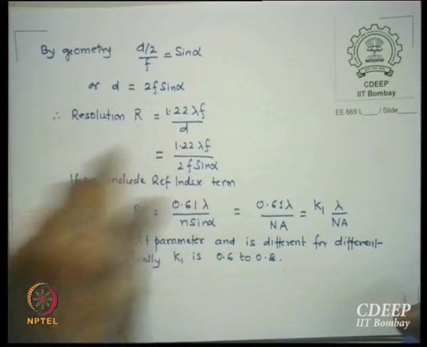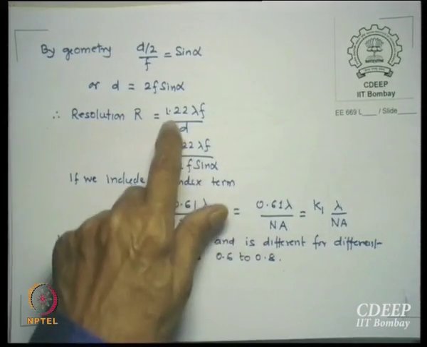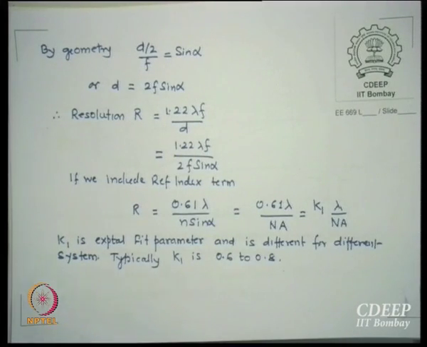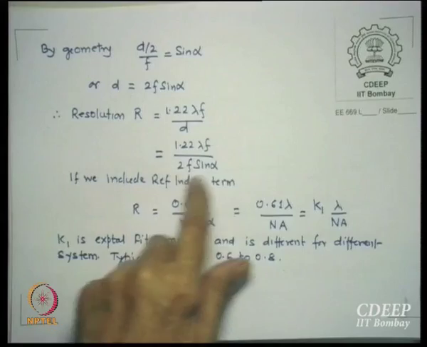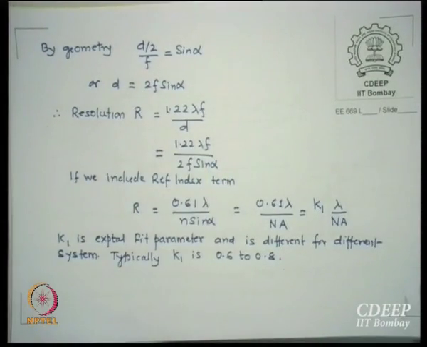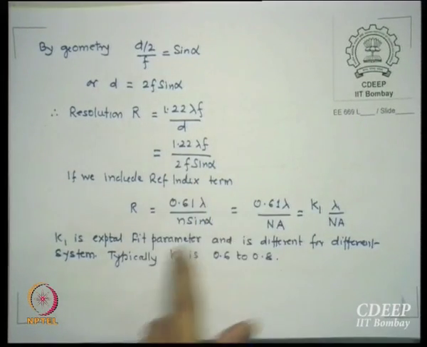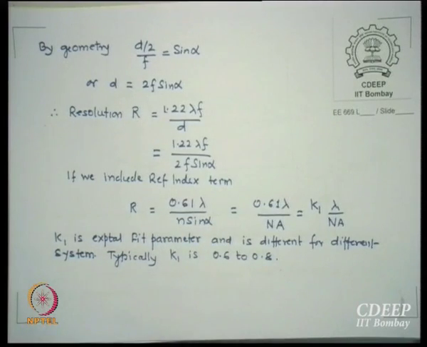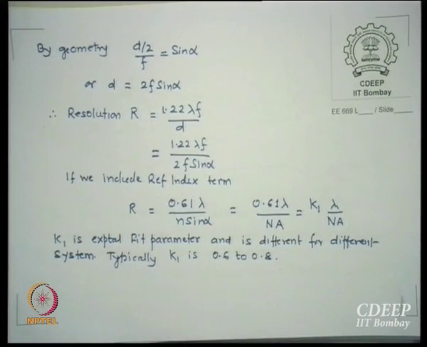If you now substitute R, what was R we figured out from the Airy pattern? 1.22 lambda f by d. That's the function we got. Is that okay? If we got this function, replace d here by 2f sin alpha. And if you include the refractive index in this, then instead of f, it will be nf sin alpha. So 0.61 lambda over n sin alpha. But n sin alpha is the numerical aperture. So it is 0.61 lambda by numerical aperture. That's the resolution. Is that clear?